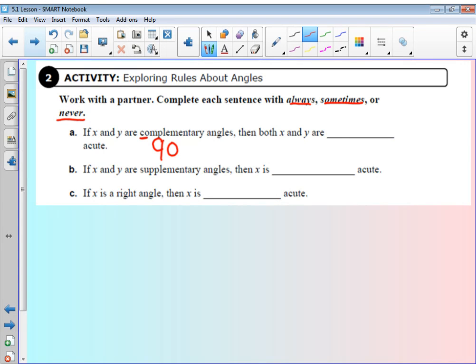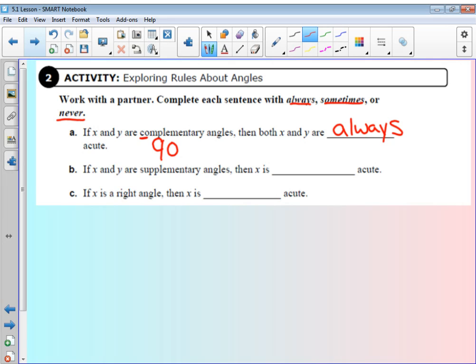Well, if you have two angle measures and they have to equal 90, can they be a right angle? No, because a right angle is one angle that equals 90 by itself. They can't be over 90, so this would be always acute. And these are always tricky because you have to really kind of think your way through them.